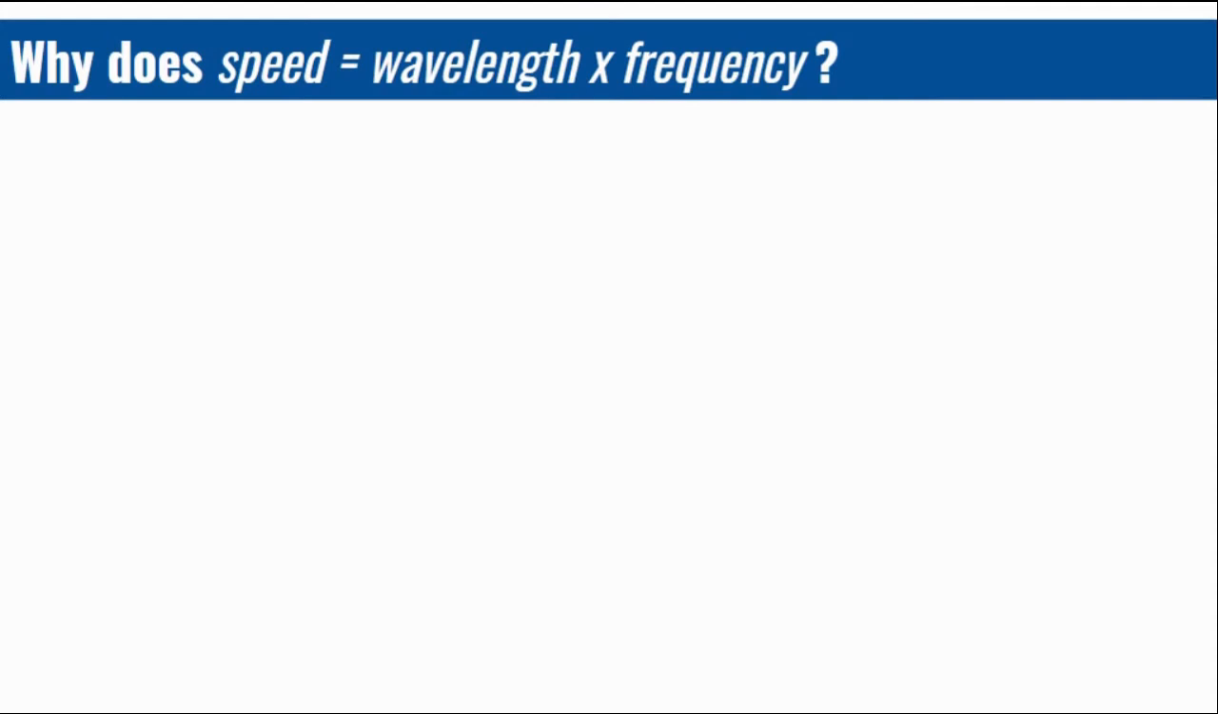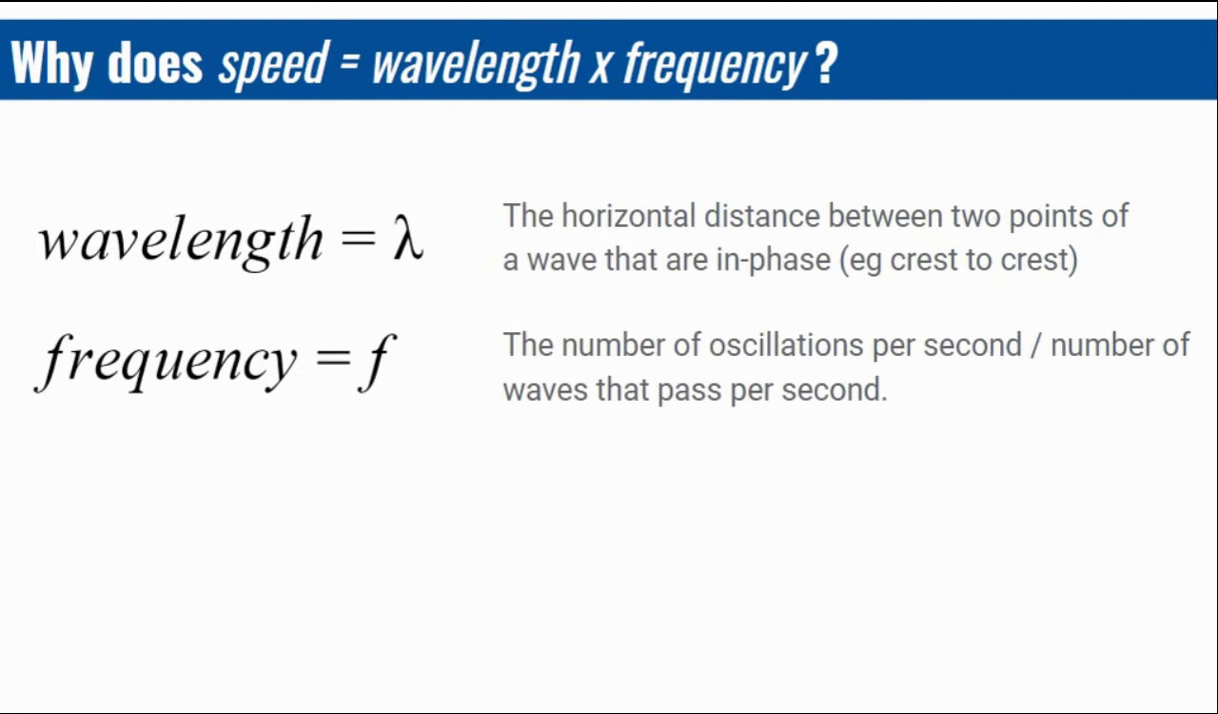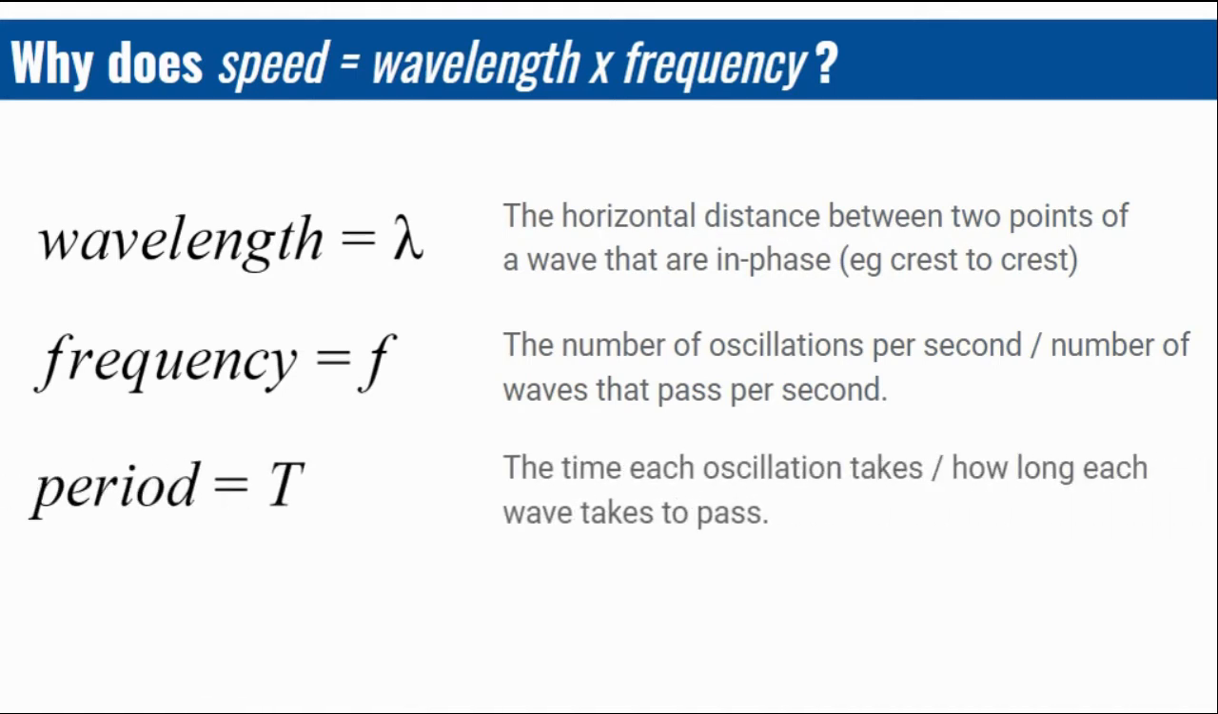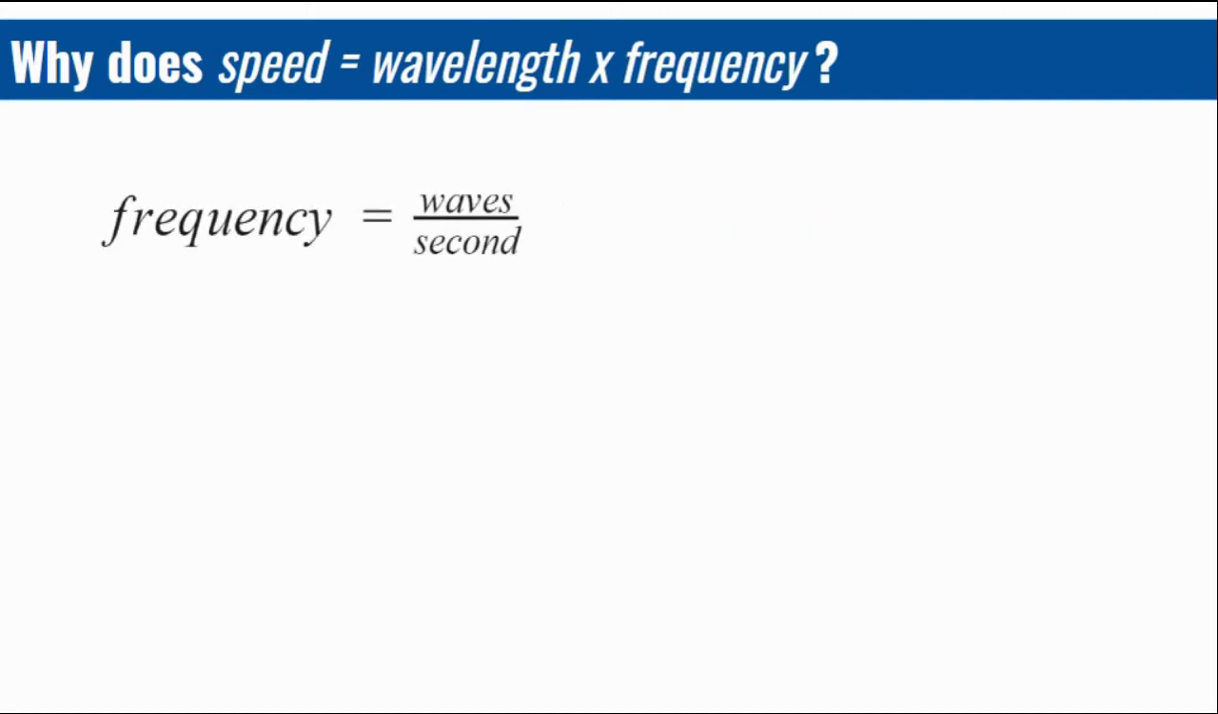Let's quickly clarify some of these terms. So wavelength, which is represented by the symbol lambda, is the horizontal distance between 2 points of a wave that are in phase. Frequency, with the symbol f, is the number of oscillations per second, or the number of waves that pass per second. Period, with the symbol T, is the time each oscillation takes, or how long it takes each wave to pass. And speed, with the symbol v, is how quickly a wave travels through the medium or through space. So frequency is like saying how many waves there are per second, and period is like saying how many seconds it takes per wave.